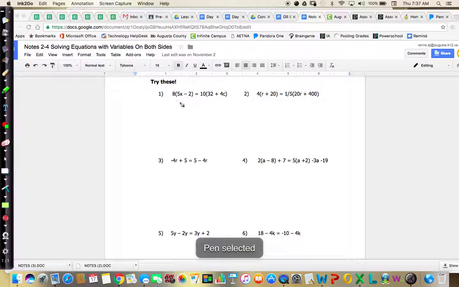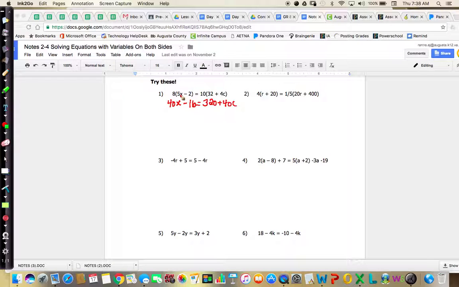Okay, now this is from the previous note sheet we had where these are grouping symbols or parentheses, and now we're going to use the distributive property. So 8 times 5x is 40x, and then we have a minus sign, and 8 times 2 is 16, so we're going to write minus 16 equals 10 times 32, which is 320, and we have an addition sign, and 10 times 4c is 40c.